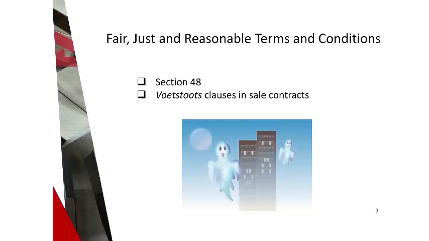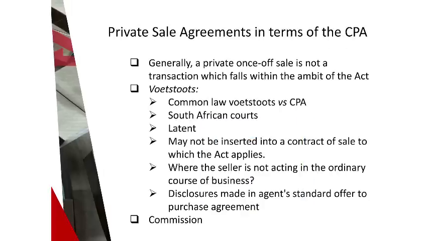But here I would like to pause and remind you that when it is an ordinary transaction, arm's length between two people buying or selling their house, you can have a foot stewards clause in your contract. However, as soon as the seller is making supplies in the furtherance of his business, then he falls under the CPA and he cannot have a foot stewards clause in his contract.